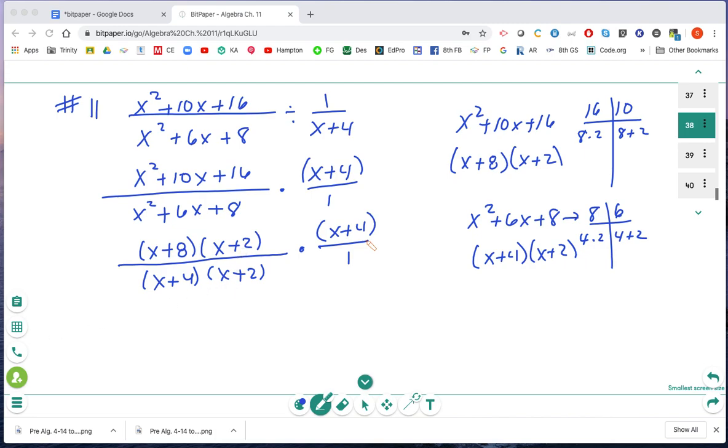So when I go to cancel out, this x plus 2 is going to cancel out this x plus 2. And this x plus 4 is going to cancel out this x plus 4. And that leaves me with x plus 8 over 1, which equals x plus 8. And now you know how to divide rational expressions.